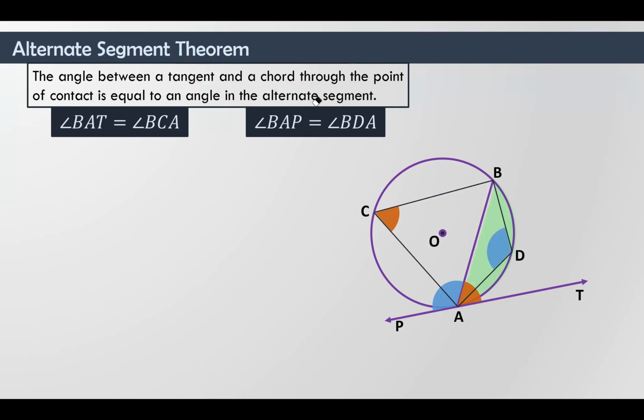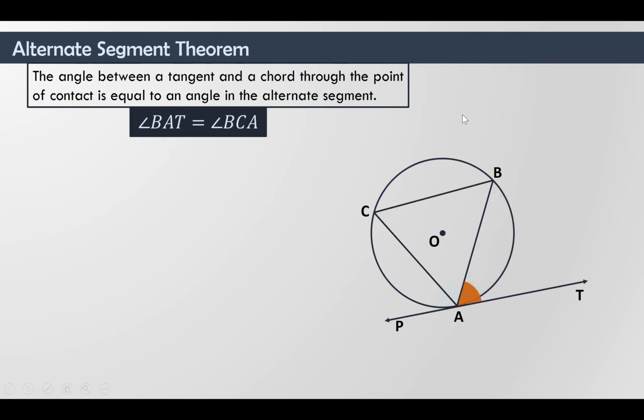So this is the alternate segment theorem for a circle. Let us see the proof of this theorem. For the proof, we need to draw a diameter AE and join the points EB.